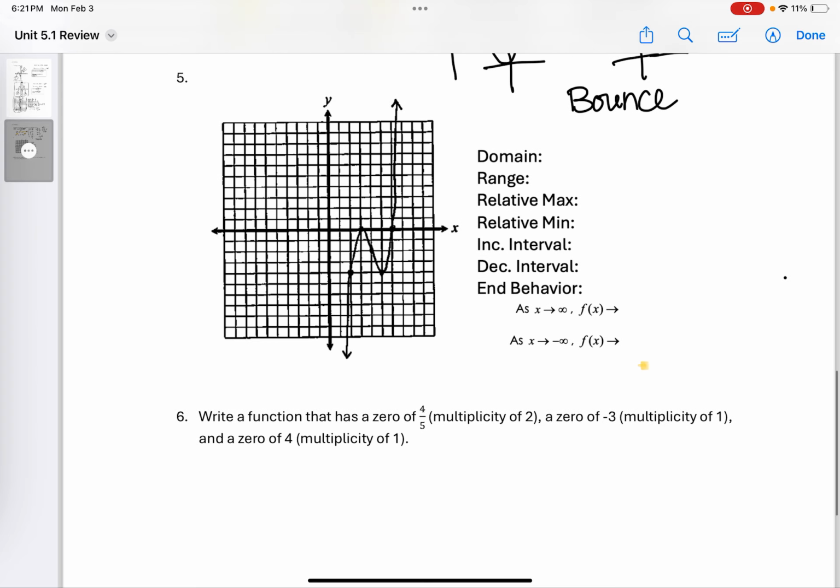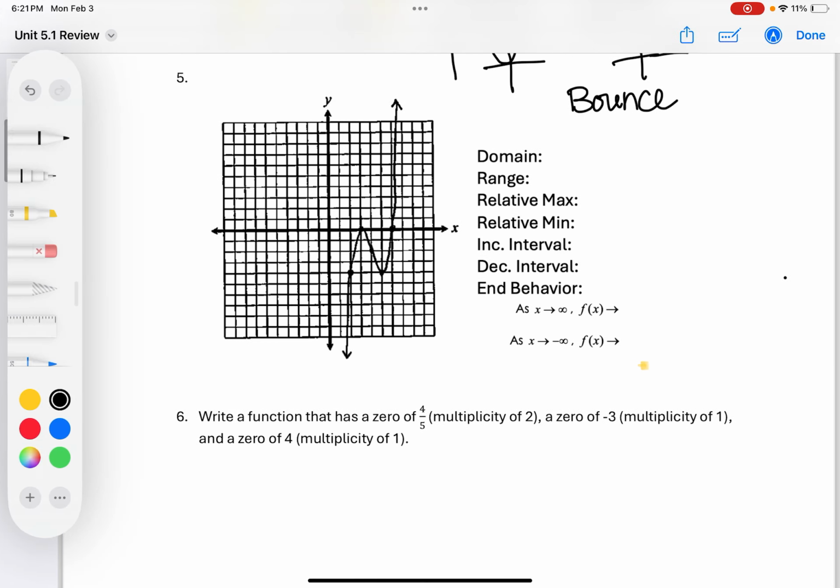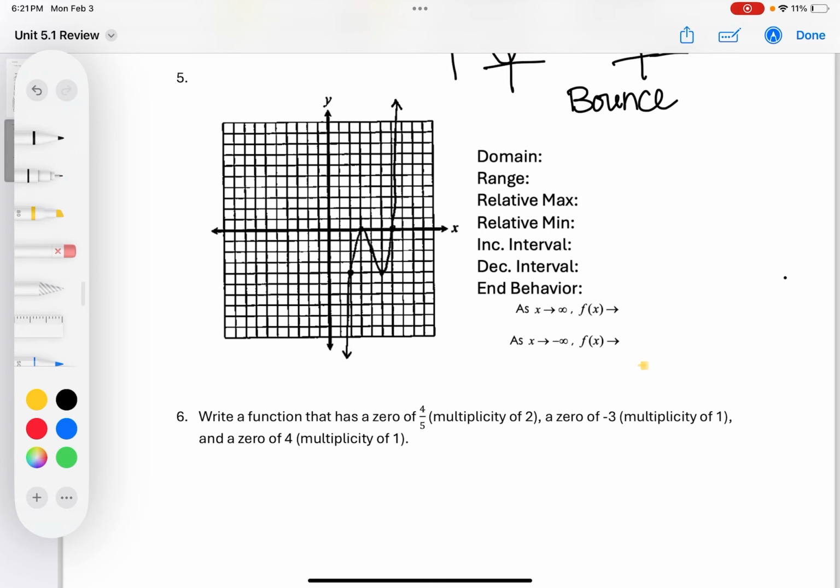Number 5. I'm going to erase this word, just so it's not in the way. I'm going to erase some of this too. There we go. Okay, so again, all the key features of the graph. Right here, domain and range. This one is extending left to right forever and ever.